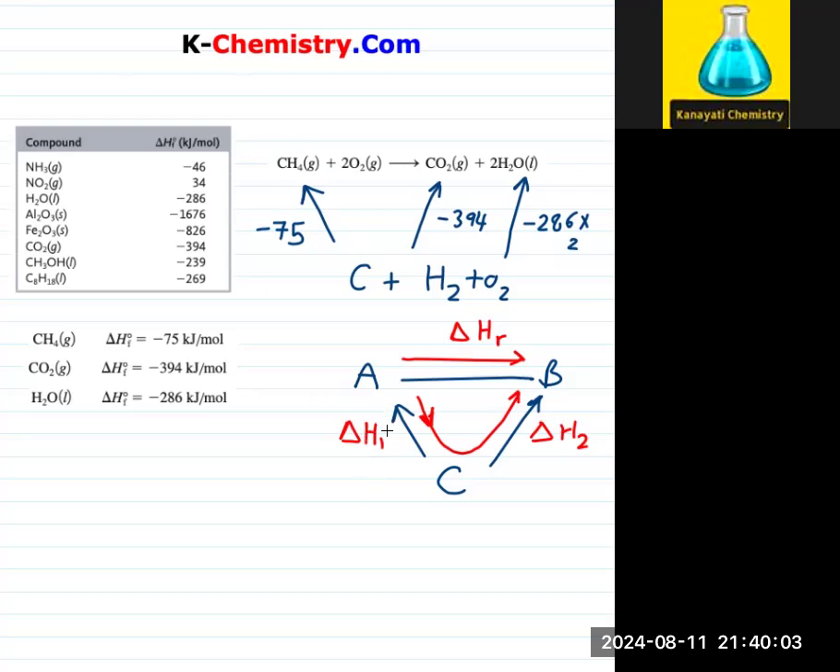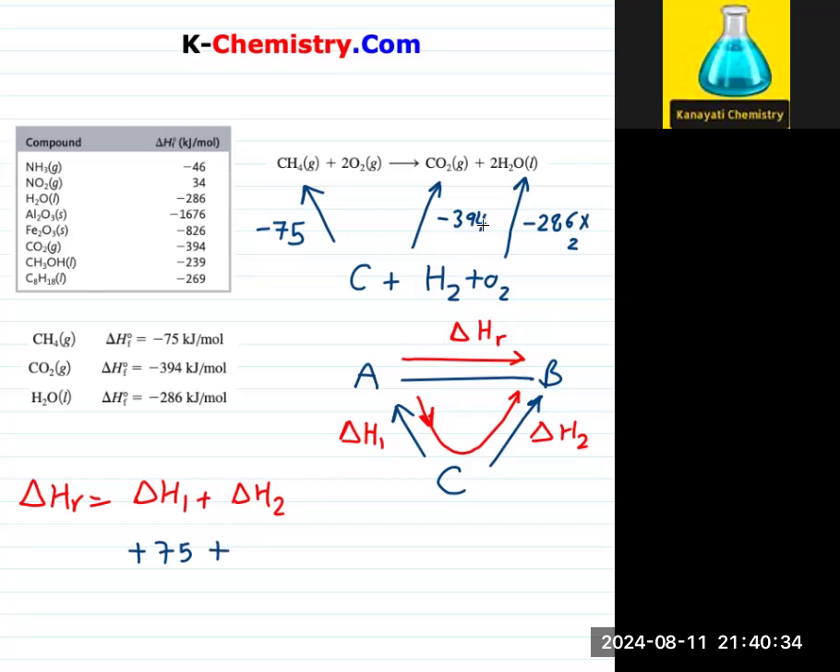But note that delta H1 should be in this direction. We are forming methane, so I'm forming CH4, and forming CH4 here is in this direction, but I want it in the red direction, so I have to reverse this value. So I would say that the delta H of the reaction is actually equal to delta H1, which is the reverse of this value, plus delta H2. So it is the reverse of the value of that CH4 formation. So it is plus 75 kilojoules.